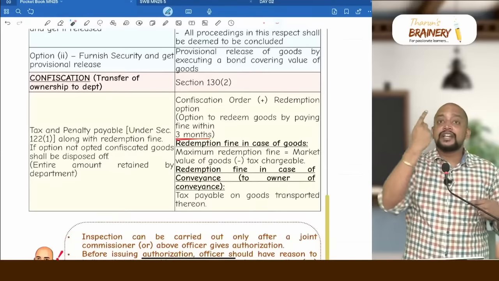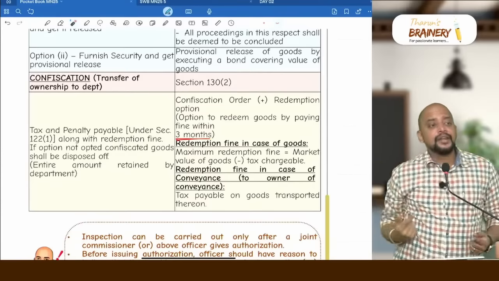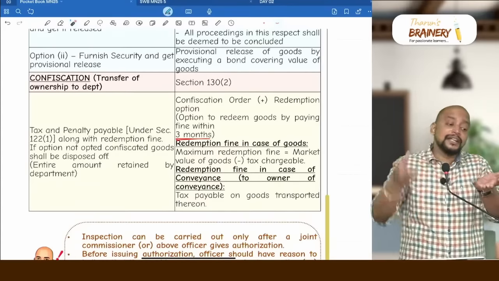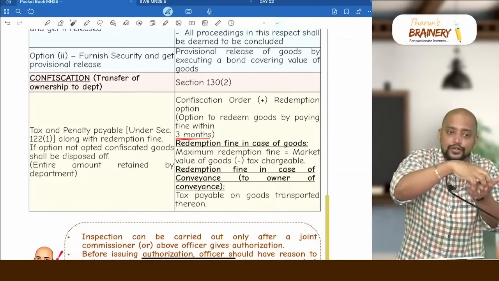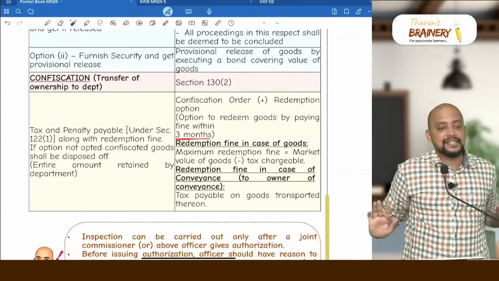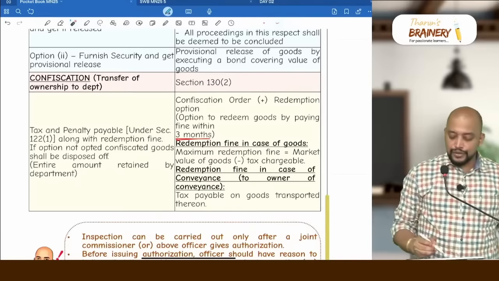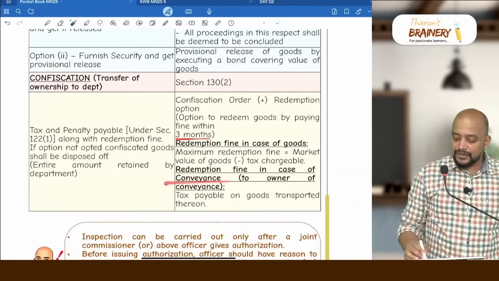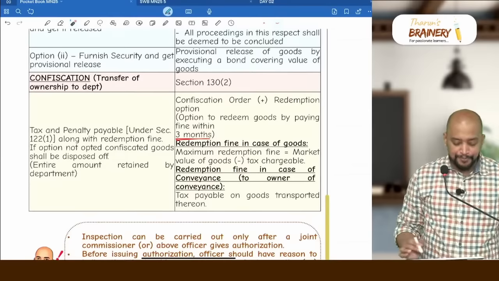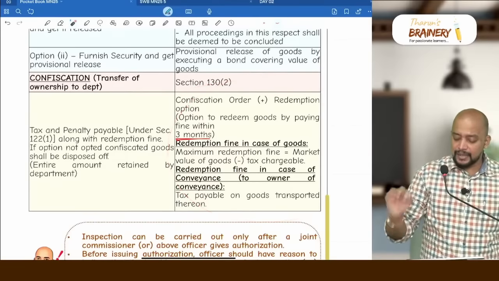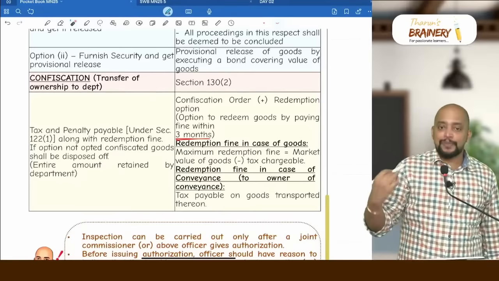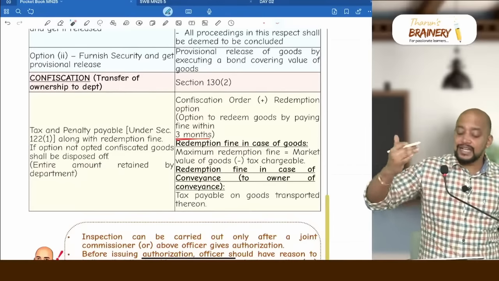So for release of goods there is a redemption fine, but for release of the conveyance the redemption fine is separate. That is, in that conveyance, the value of the goods into the tax rate with respect to those goods, that much we need to pay as the redemption fine, so that the conveyance also will be released. Redemption fine in case of conveyance is payable by the owner of the conveyance, equal to the tax payable on goods transported thereon. Once we pay this redemption fine, this is again the maximum redemption fine that we need to pay, and they can levy anything less than this.